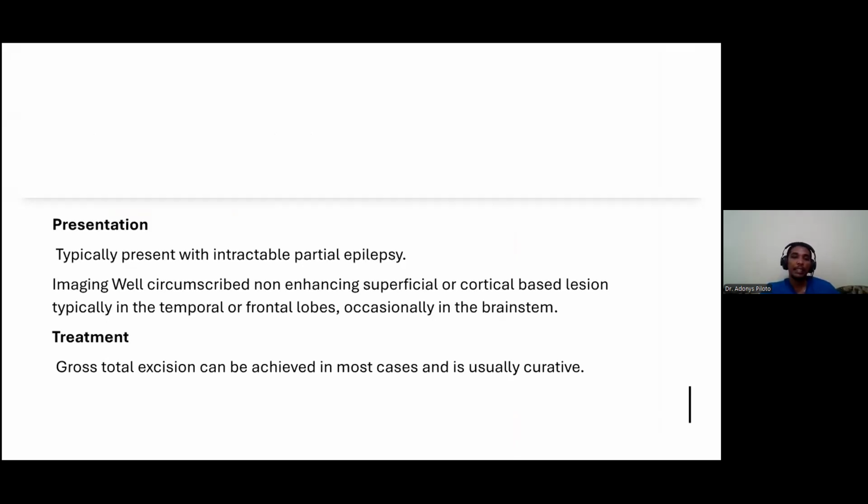Patients typically present with intractable partial epilepsy, and MRI shows a well-circumscribed, non-enhancing superficial or cortical-based lesion, typically in the temporal or frontal lobe, occasionally in the brain stem. As treatment, gross total resection can be achieved in most cases and is usually curative.